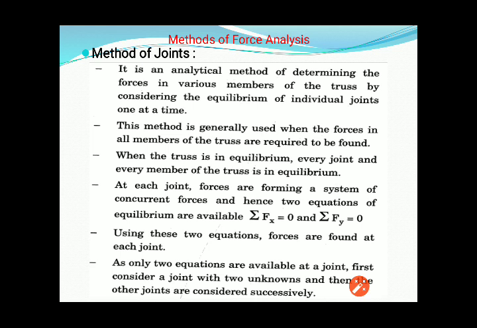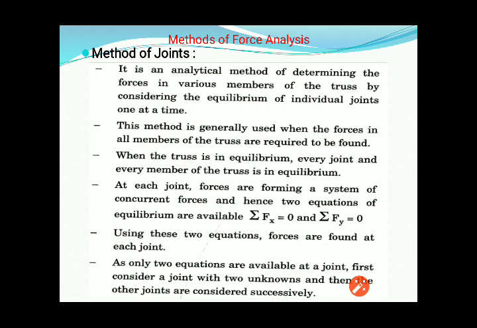First of all, for method of joints, we have a few assumptions. It is an analytical method of determining the force in various members of the truss by considering the equilibrium of individual joints one at a time. Suppose we take the example of a triangle. There are three members and three joints: joint A, joint B, joint C. If you separate joint A, that becomes method of joint for joint A. If you separate joint B, then it becomes method of joint for joint B, and similarly method of joint for the third joint.